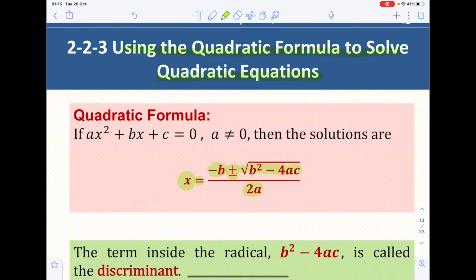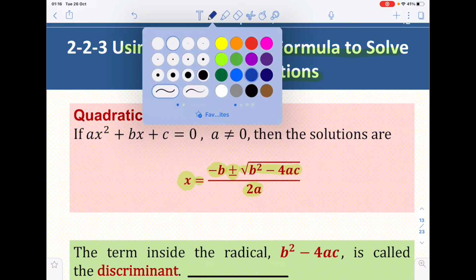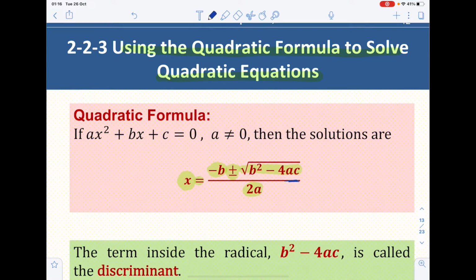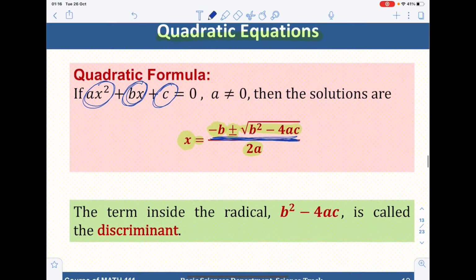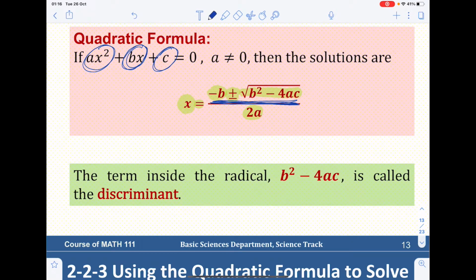Okay, so be careful to do the division over this whole part. This is number one. Number two, what is b, what is c, what is a? So a is the coefficient of x², b is the coefficient of x, and c is the constant. Okay, so this is the quadratic formula. The term inside the radical, b² - 4ac, is called the discriminant. So this value is the discriminant.